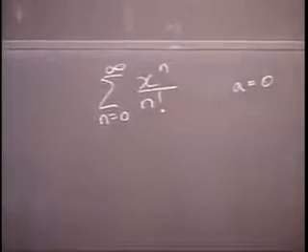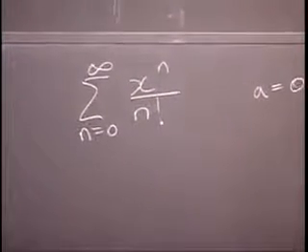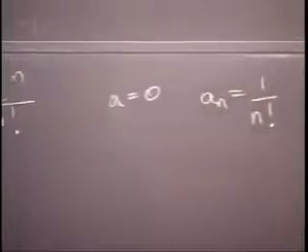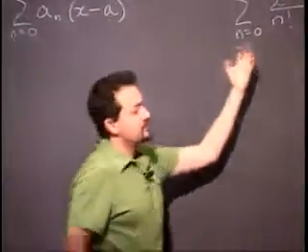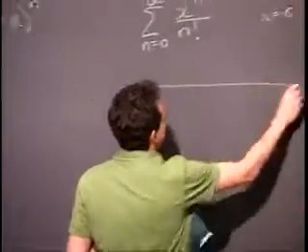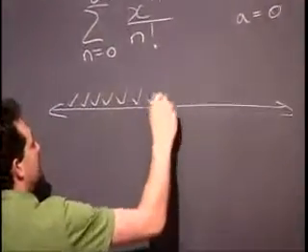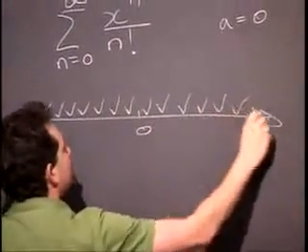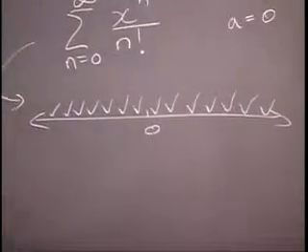And remember, for any value of x that you plug in, you get a different regular old series. And we're asking, for which values of x can you plug in and get a series that converges? In this case, the answer is all x. And so I was drawing a number line like this, and I was putting check marks where it converges. In this case, it converges everywhere.